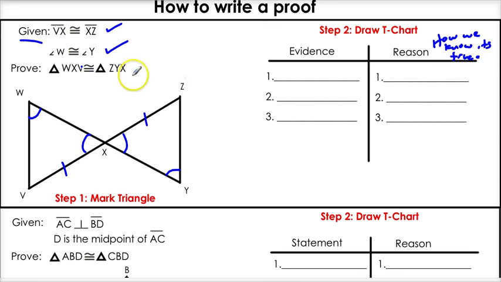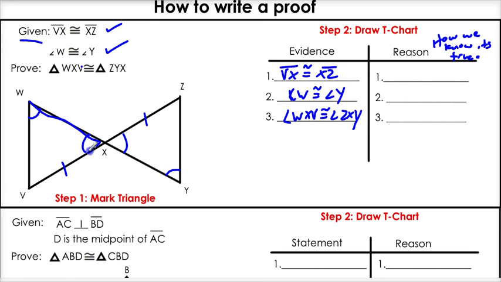We know how to mark what we know is congruent here. So we know that VX is congruent to XZ. Start by just marking down all the evidence like you've done before. We know that angle W is congruent to angle Y. And finally, we know that angle WXV is congruent to angle ZXY, and that's this angle right here. And that's all your evidence. We know how to do that from the last lesson.